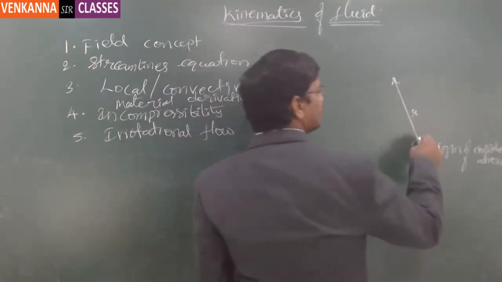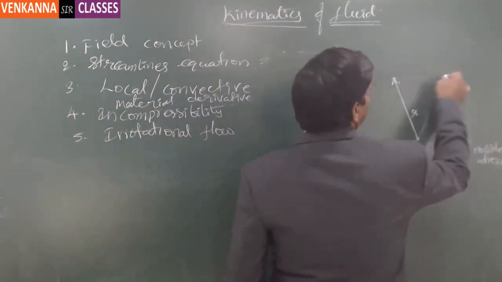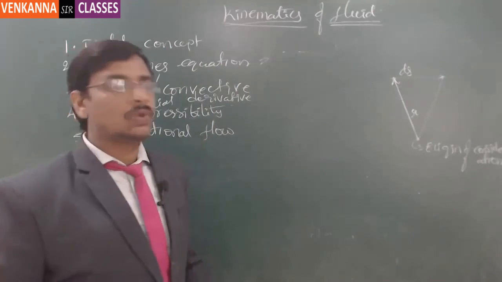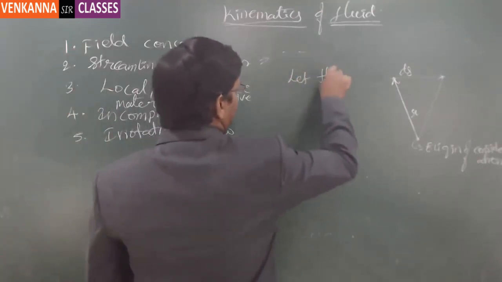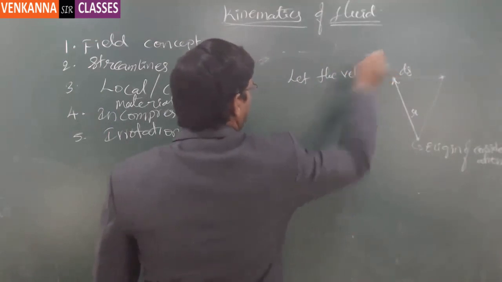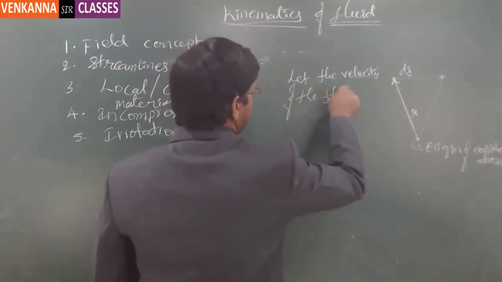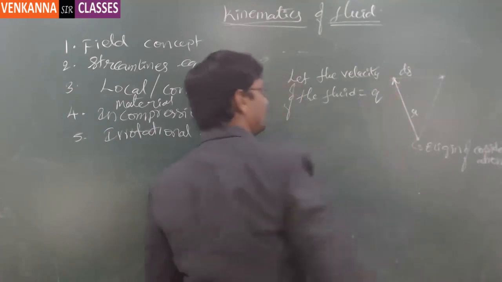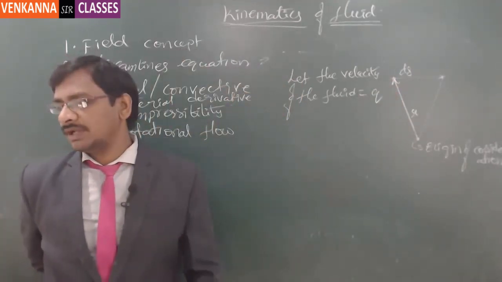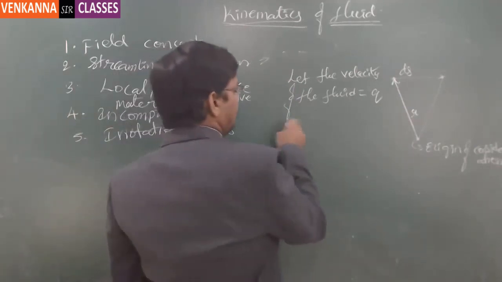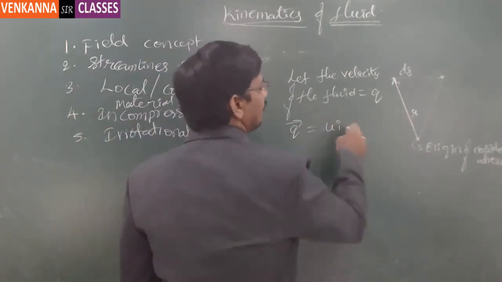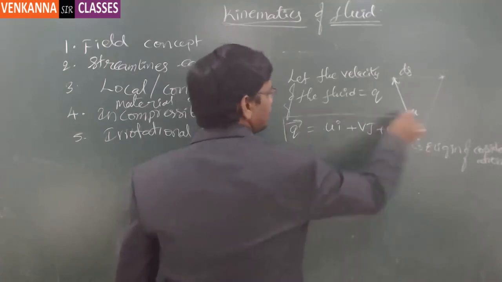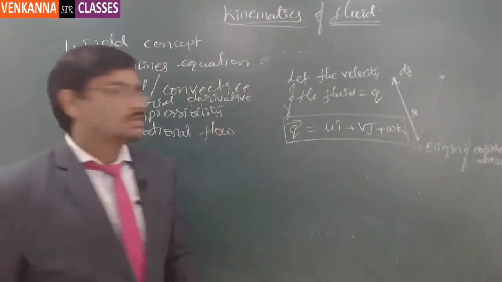Now let us say after a certain interval of time, this particle has moved to this location for a distance of ds. Let us say the velocity of this fluid is v. Sorry, usually in our terminology of fluid dynamics, it is represented with a letter q. So wherever q is there, you can imagine that this is a three-dimensional velocity u, v, w, so ui plus vj plus wk. This is the way we represent the velocity vector in fluid dynamics. So this is the q.